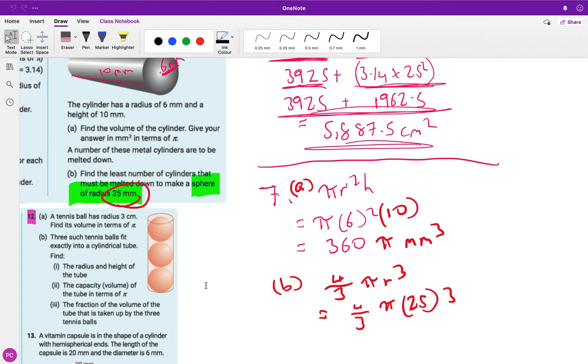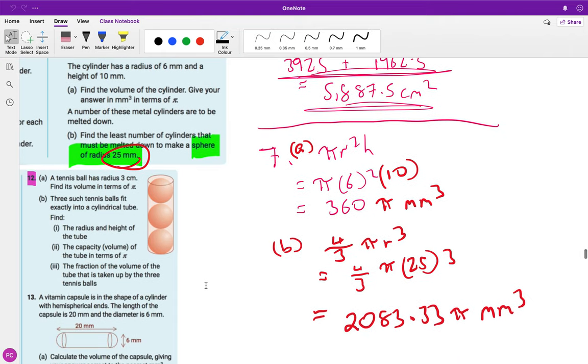Okay, so let's work that out. So 25 cubed into your calculator, multiplied by 4 over 3. And what that's going to give me is 2083.33 pi millimeters cubed. So it's giving me a bit of a decimal. What I'm after working out is the volume of one of those spheres. There is the volume of one of those spheres, okay?